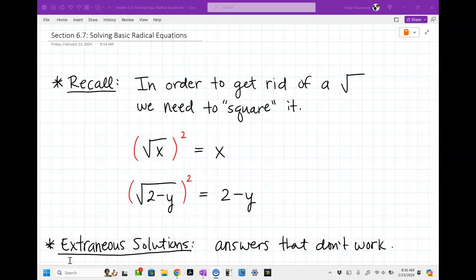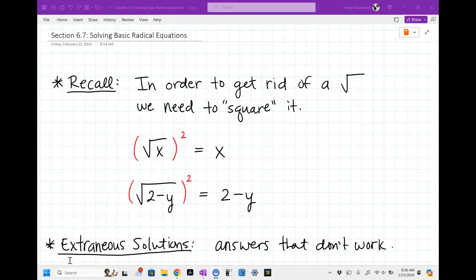Okay, so a couple things that I had up there for you guys to remember. First off, make sure that you remember that in order to get rid of a square root, you need to square it, right? So I gave you two little examples of that. If I square the square root of x, I just get x. I have the square root of 2 minus y. If I square the whole thing, I just get 2 minus y. So the way you make the square root disappear is you square it, okay?